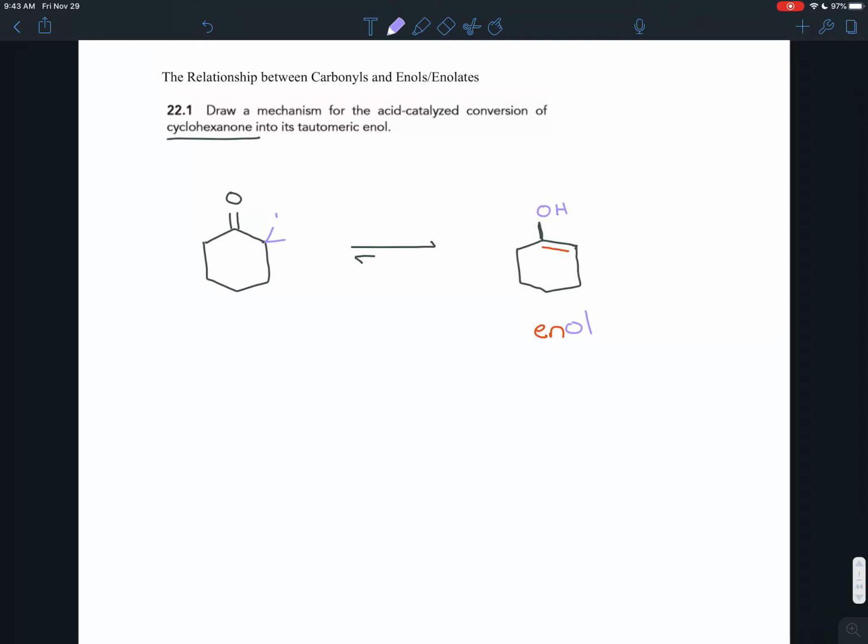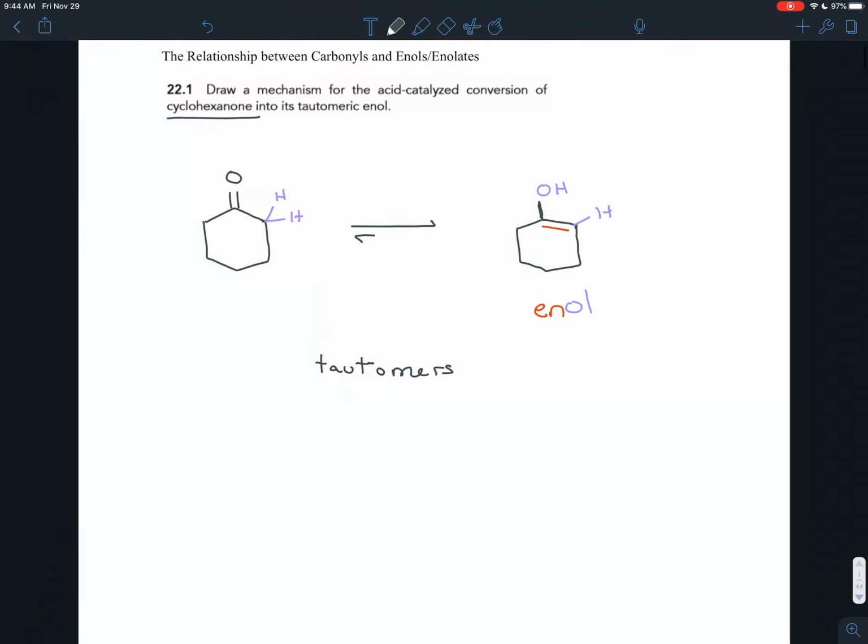There are 2 hydrogens on this carbon here. There's only one in the product. The other one jumped onto the oxygen. So if two molecules are the same, except for where one hydrogen is placed, the relationship between those 2 molecules is called Tautomers. This is all one word, Tautomers. So Tautomers are 2 molecules whose only difference is the position of one hydrogen.